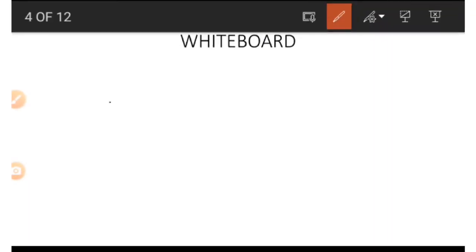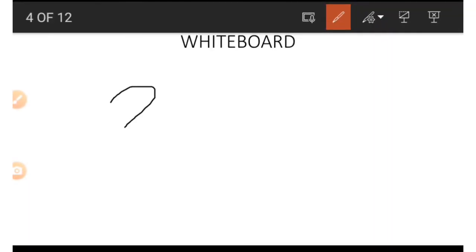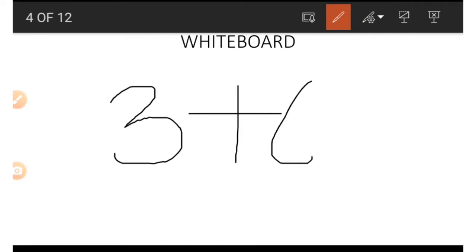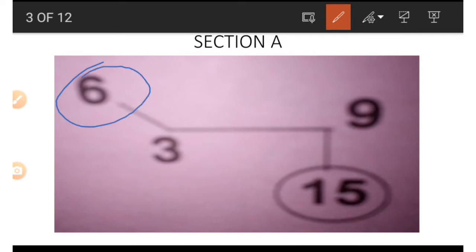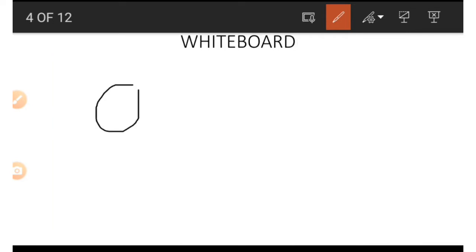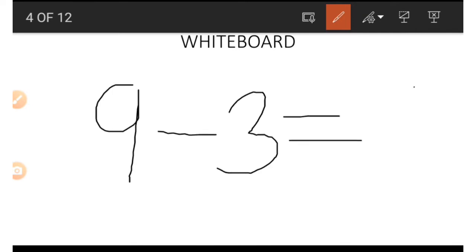Now look at the 9. What will you do with 6 and 3? Of course, is to add them up. So 3 plus 6 is a 9. So this section is very cheap. Now let's look at the 6. What do we do with 9 and 3? Of course, you subtract them. 9 minus 3, we get 6.